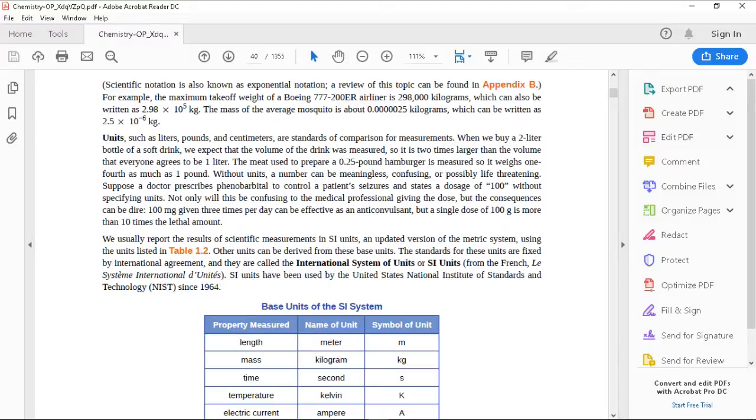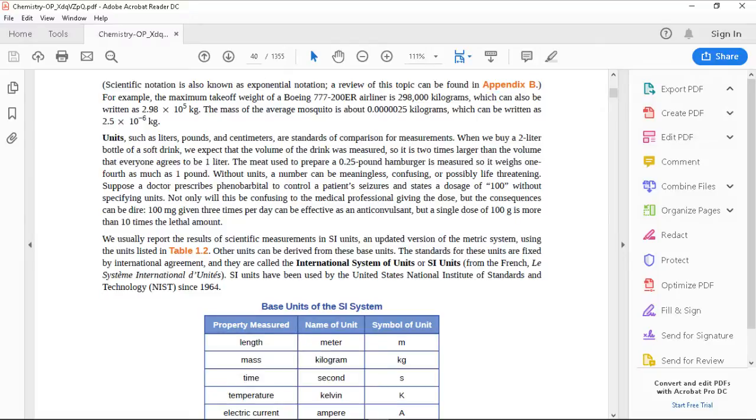Scientific notation is also known as exponential notation. A review of this topic can be found in Appendix B. For example, the maximum takeoff weight of a Boeing 777-200ER airliner is 298,000 kilograms, which can also be written as 2.98 times 10 to the 5th kilogram. The mass of the average mosquito is about 0.000025 kilograms, which can be written as 2.5 times 10 to the negative 6 kilograms.